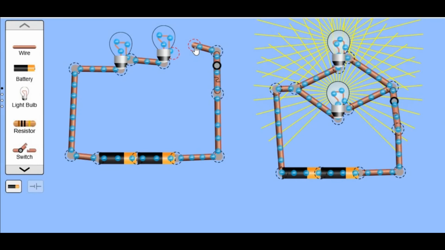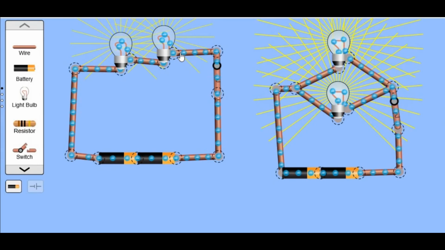So if I connect it again, both bulbs start glowing, which means if we remove one appliance or one bulb, the other is not going to work. Or if this bulb fuses or gets damaged, the other bulb is not going to work.